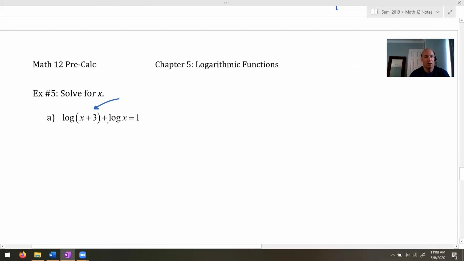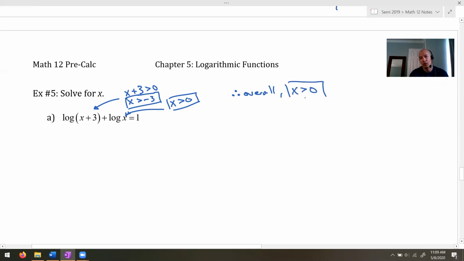So x plus 3 had better be bigger than 0, which says x is bigger than -3. That's the domain restriction for the first one. This one here says just x is bigger than 0. So when we're looking at this, what is the overall domain restriction for the question? Which one is more restrictive, saying numbers are bigger than -3 or bigger than 0? We're going to say x is bigger than 0. That's the overall domain restriction for this question.